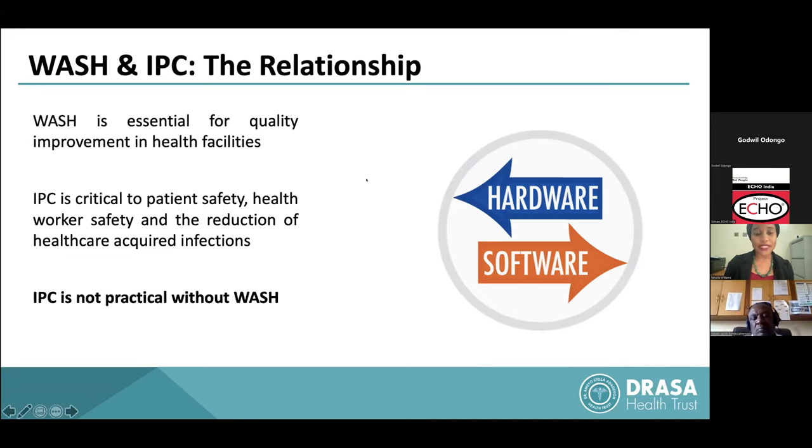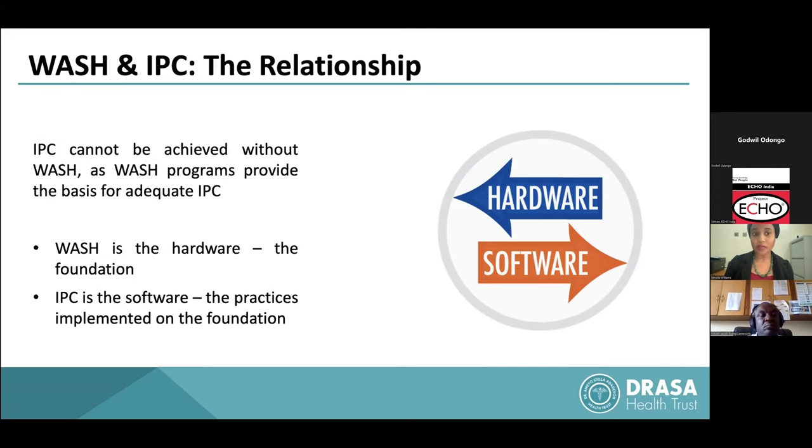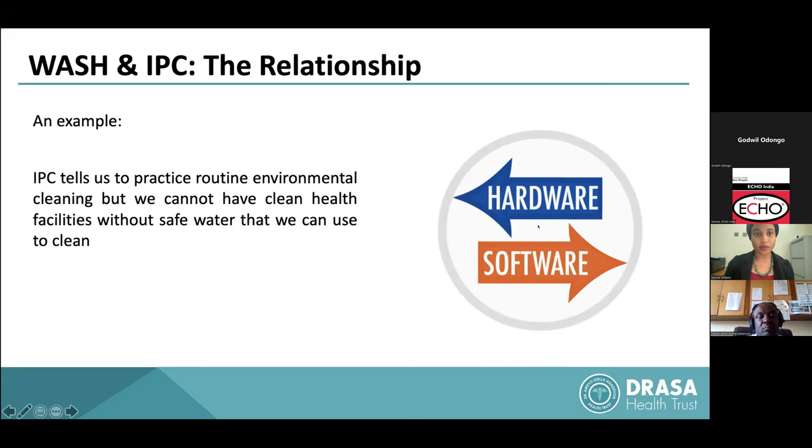So IPC is the software, and WASH is the hardware. So without WASH, there's no IPC. And I've said what's on this slide already, so I'll just keep moving, because if you have questions, you can always post in the chat box.